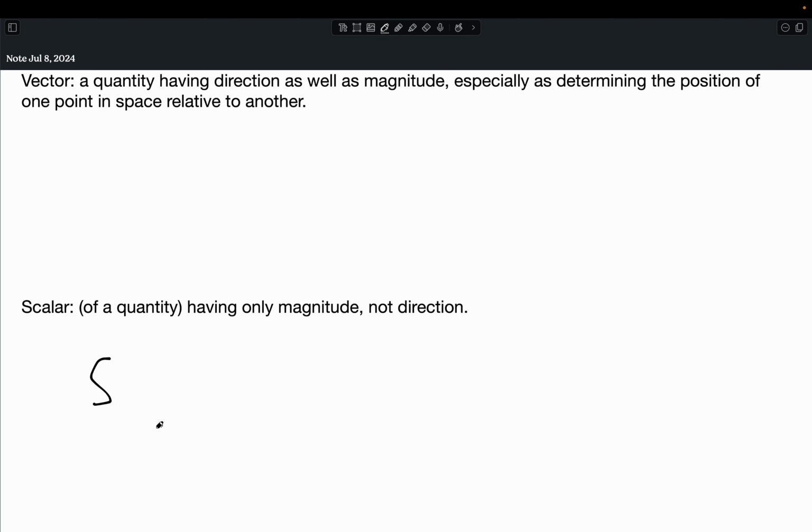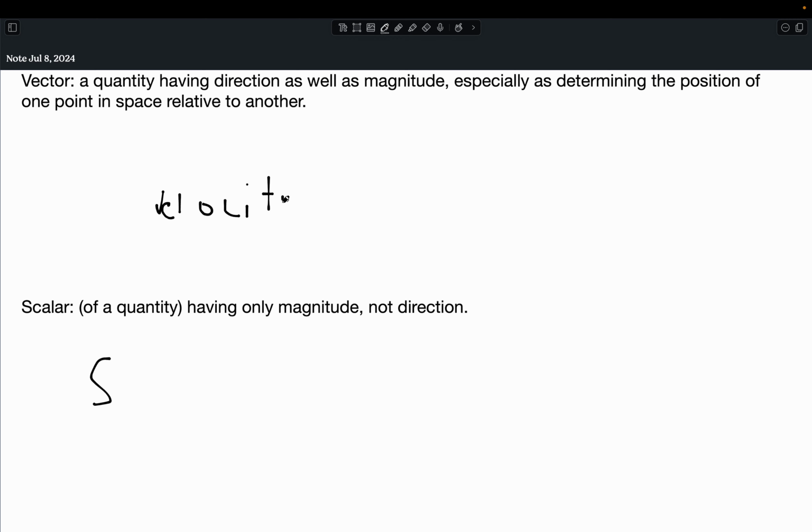Now, when we're talking about a vector, you talk about a number as well as a direction. An example of a vector is velocity. You could say that I'm going 45 miles an hour in the north direction. That's velocity. Now, velocity compared to speed, sorry for this bad handwriting.